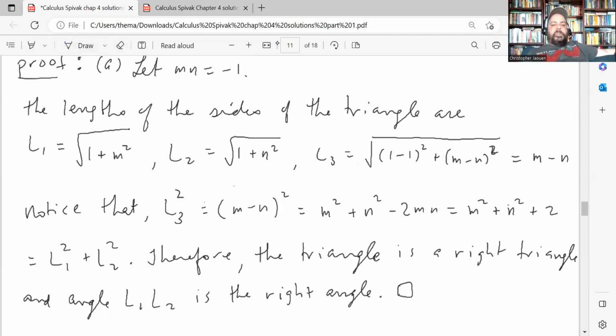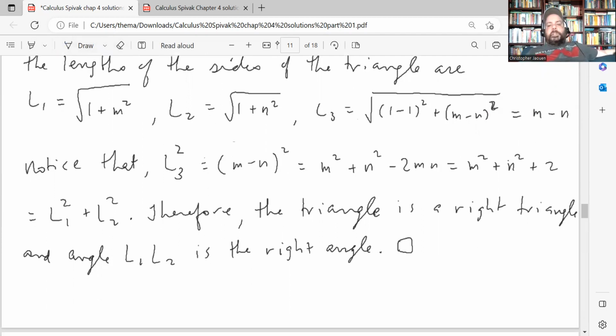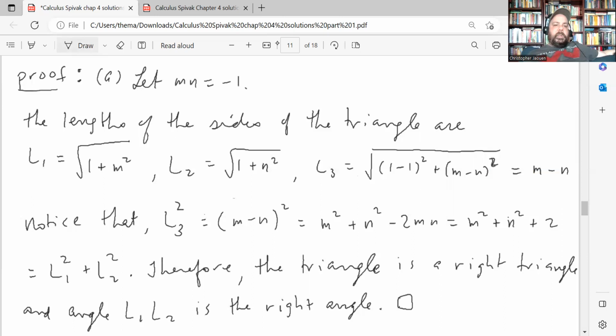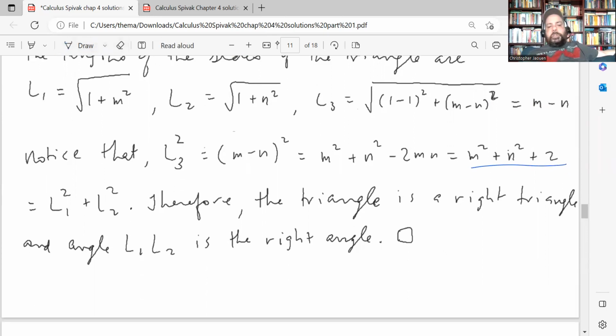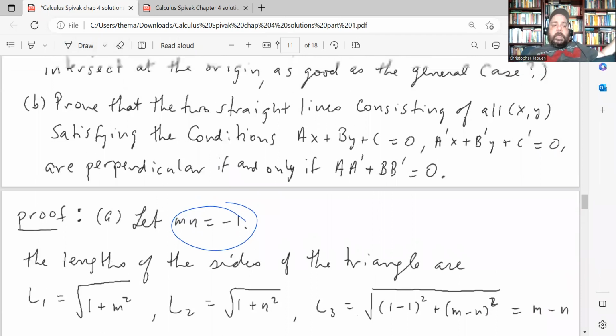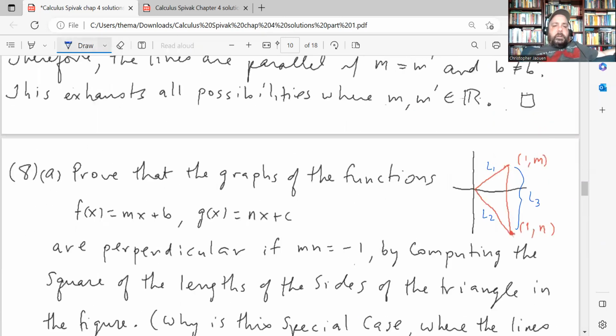Anyway, notice that if you square L3, that's equal to (m minus n) squared, which simplifies to give you m squared plus n squared minus 2mn when you multiply everything out. But remember, our hypothesis is that m times n is -1, so this simplifies to give you m squared plus n squared plus 2, which is exactly L1 squared plus L2 squared. Therefore, the triangle satisfies the Pythagorean theorem, or in other words, it's a right triangle, and the angle that is the right angle is this one over here. So that means that the line L1 and the line L2 are perpendicular, right? So that's the answer for part A.